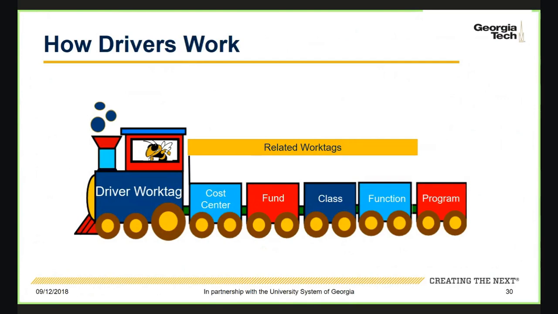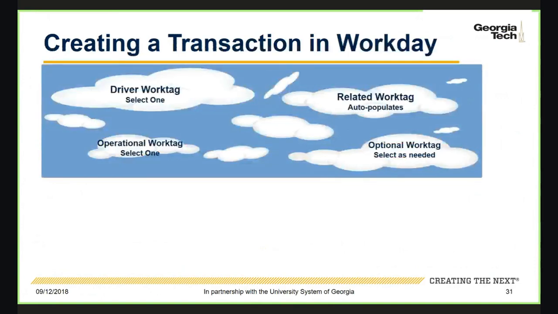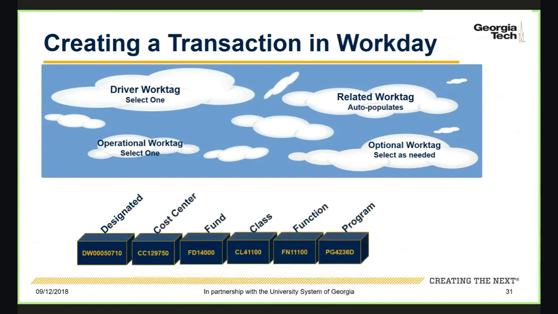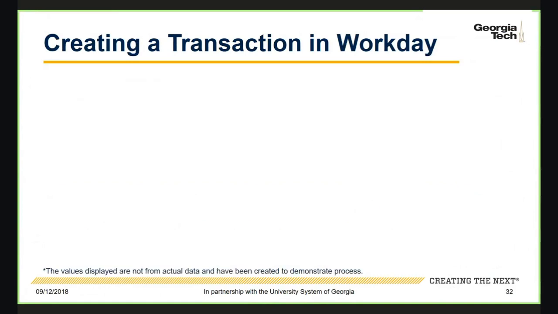So let's walk through the process of creating a transaction. If you need to order supplies for your office, a driver work tag is entered. In this case, it is designated. And like magic, the related work tags will appear on your transaction. We will enter a spend category for supplies and material, and that will complete your transaction. So let's try this again.